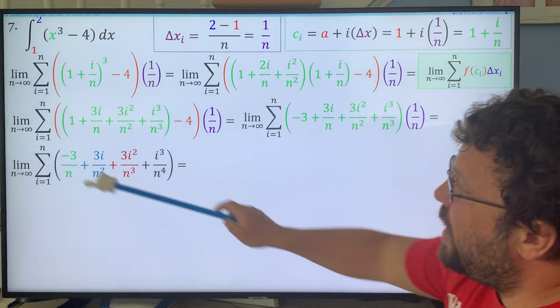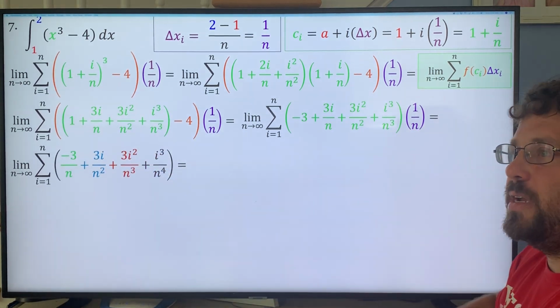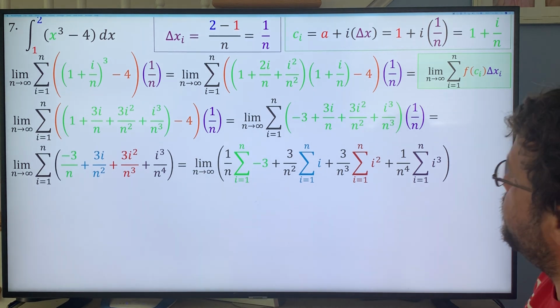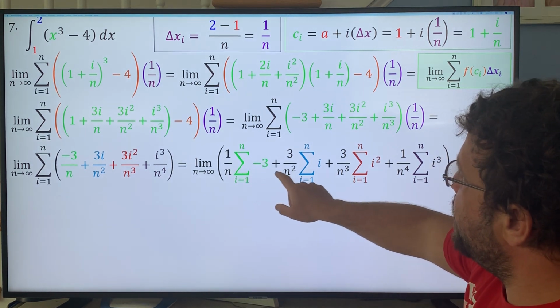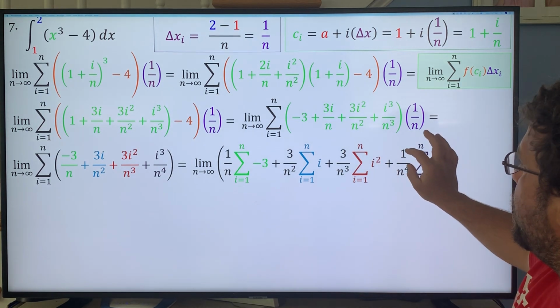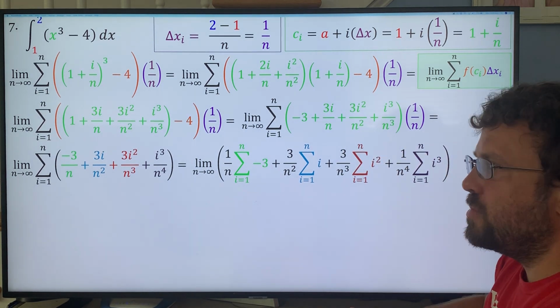All right. Now, I'm going to have 4 pieces here for summations. Summation number 1: take 1 over n out, negative 3. Take the 3n squared out, i. 3n cubed out, i squared. 1 over n to the 4th, i cubed. We good?